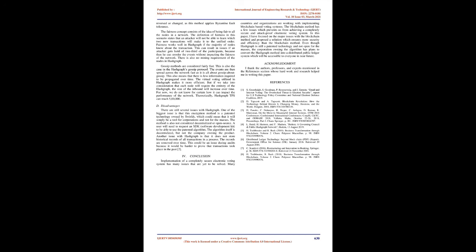Many countries and organizations are working with implementing blockchain-based voting systems. The blockchain method has a few issues which prevent us from achieving a completely secure and attack-proof electronic voting system. In this paper, I have focused on the major issues with the blockchain method and proposed a solution which ensures more security and efficiency than the blockchain method. Even though Hashgraph is still a patented technology and not open for the masses, the corporation owning the algorithm has plans to convert the Hashgraph method into a distributed public ledger system which will be accessible to everyone in the near future.